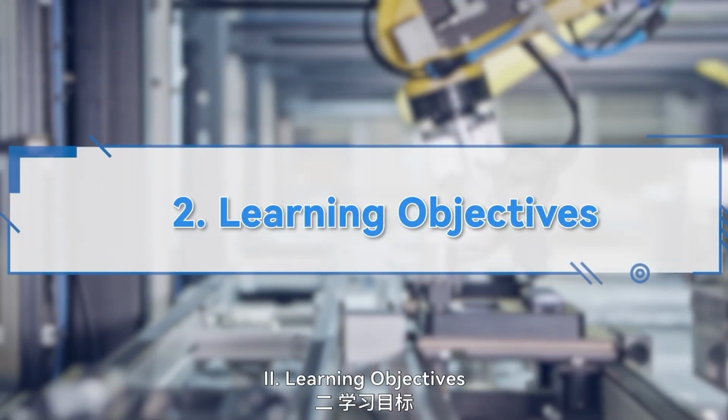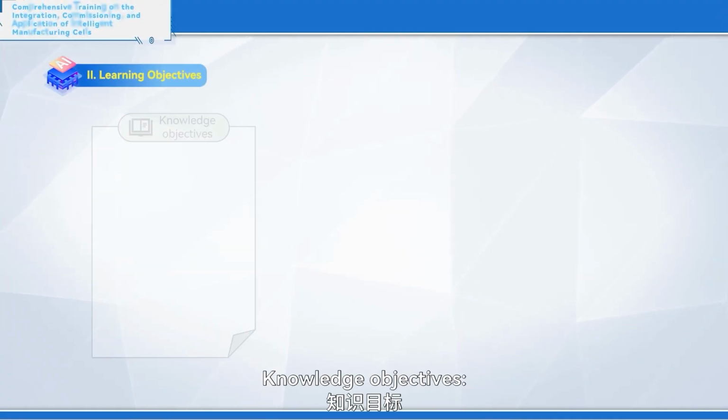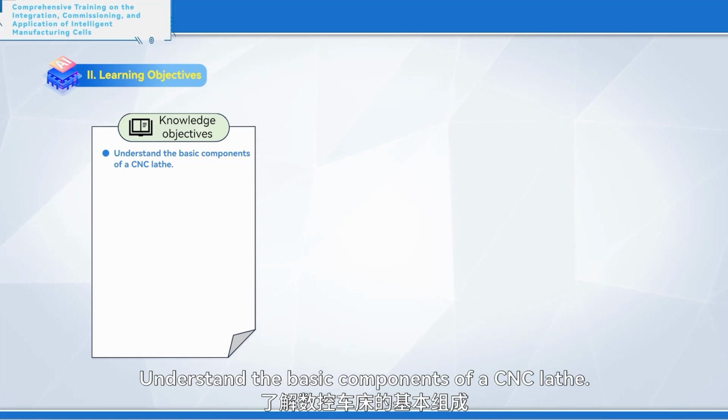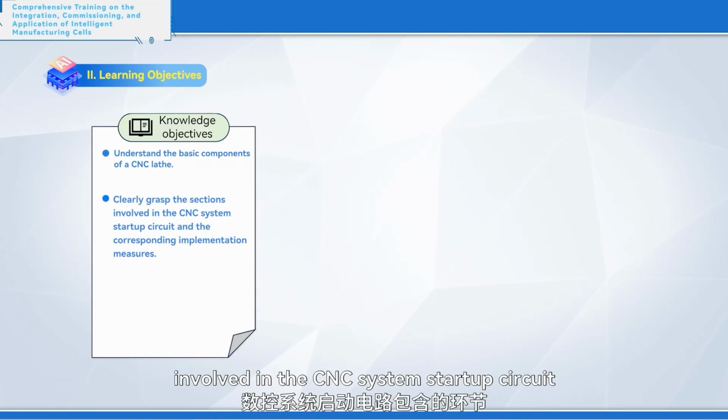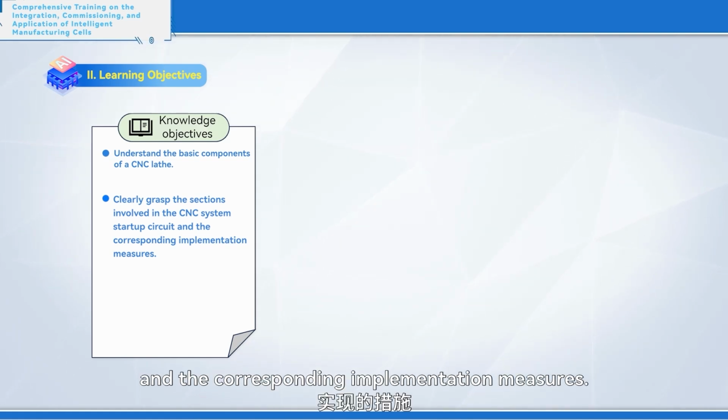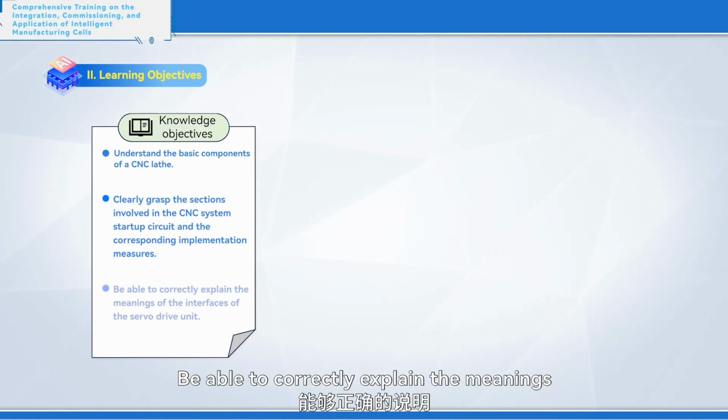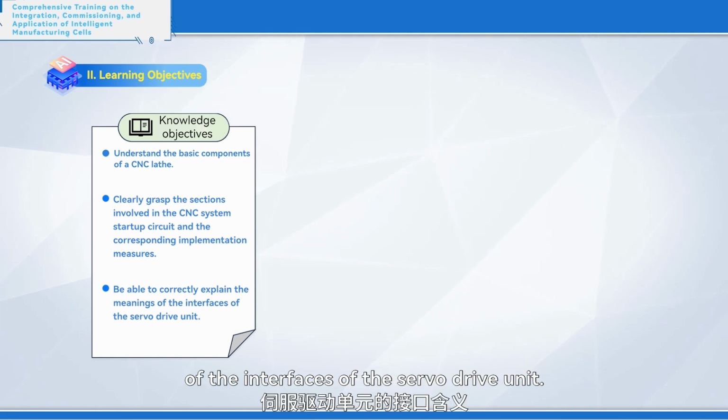2. Learning objectives. Knowledge objectives. Understand the basic components of a CNC lathe. Clearly grasp the sections involved in the CNC system startup circuit and the corresponding implementation measures. Be able to correctly explain the meanings of the interfaces of the servo drive unit.